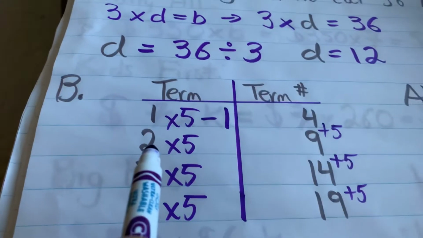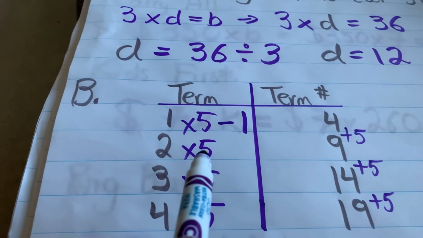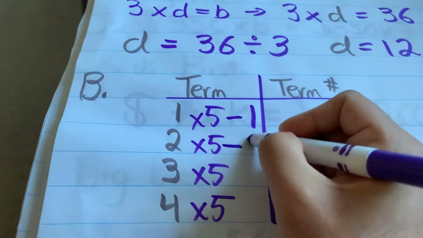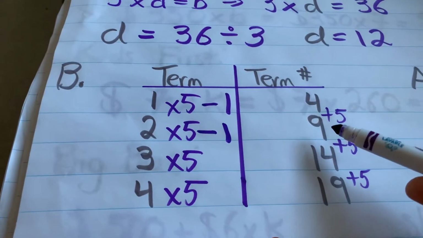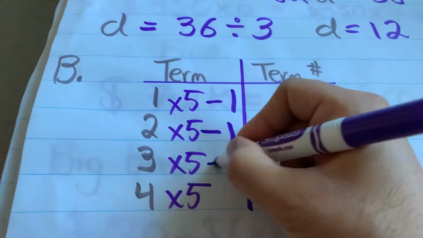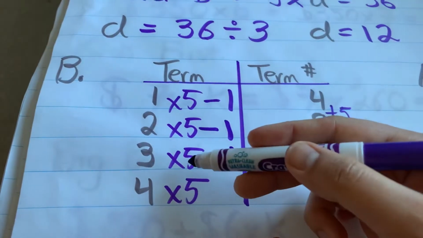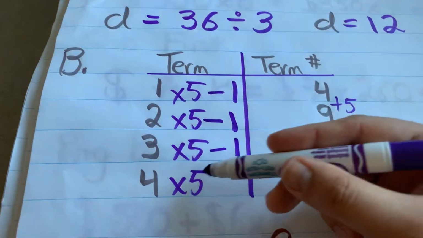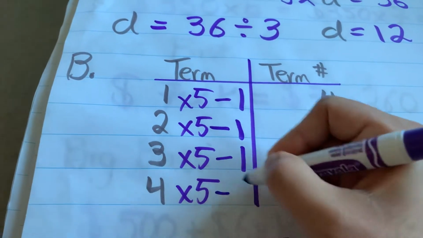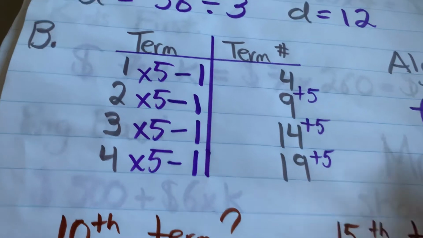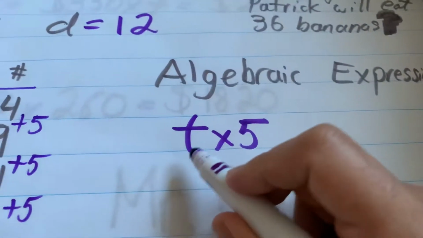Let's make sure the rule works. 2 times 5 is 10. Take away 1 is 9. 3 times 5 is 15. Take away 1 is 14. 4 times 5 is 20. Take away 1 is 19, which means our algebraic expression is t for term number.